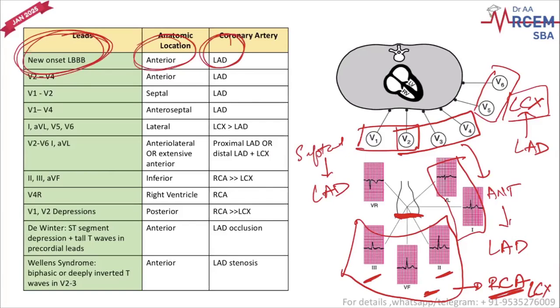What if it is an extensive anterior wall myocardial infarction? We call it extensive if leads 1 to V6 are involved. Multiple leads are involved, so the anterior wall is involved as well as the lateral wall. So you call it an anterolateral wall myocardial infarction.